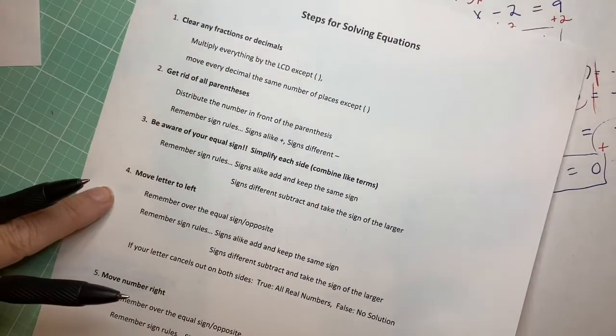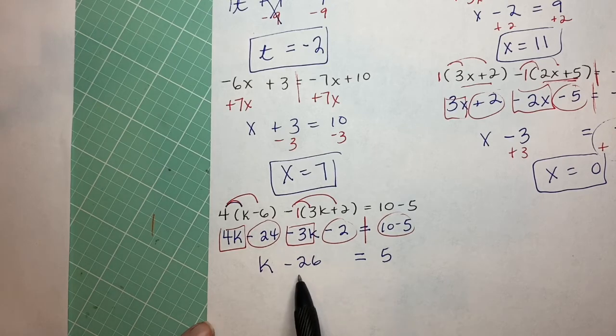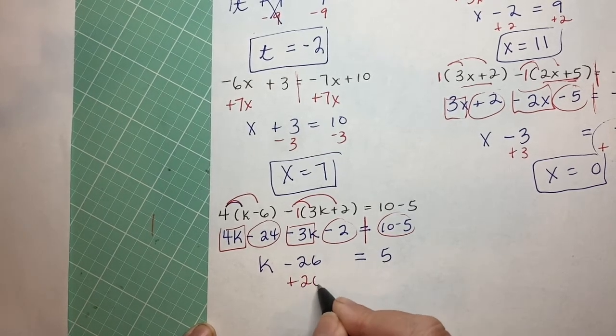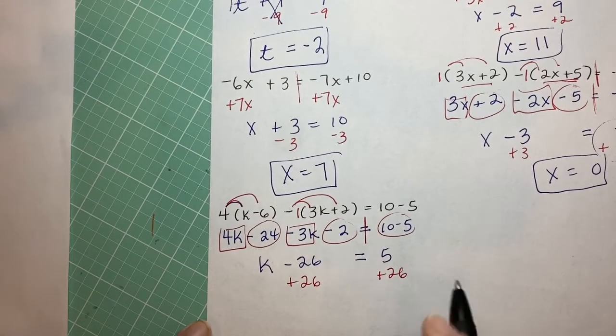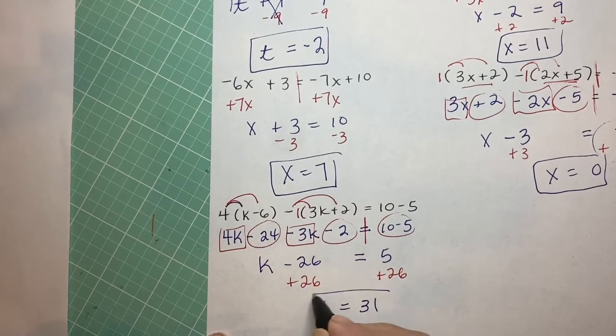Then step 4 is move the letter to the left. It's already there, so we don't have to worry about step 4. And then step 5 is move the number to the right. And again, I'm going over the equal sign, so I'm going to do the opposite. So I'm going to plus a 26, and get k equals 31.